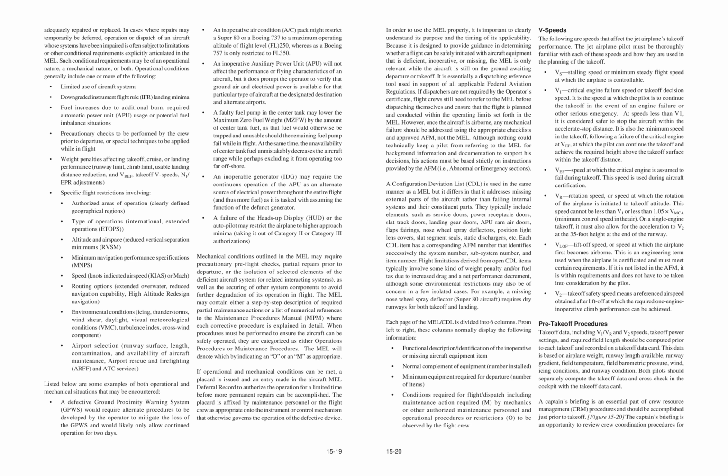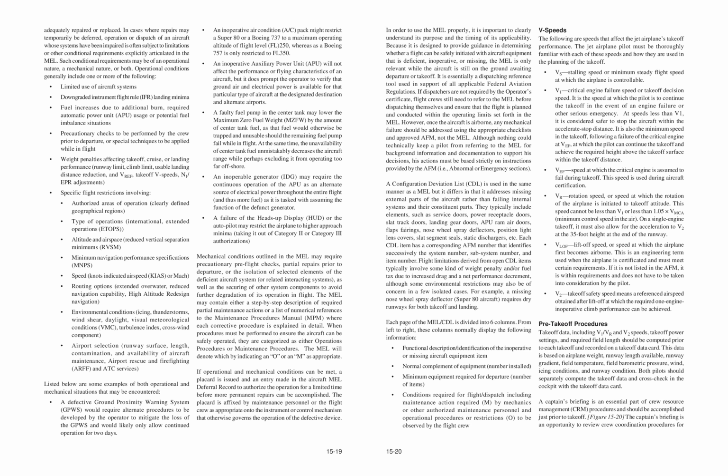The MEL may contain either a step-by-step description of required partial maintenance actions or a list of numerical references to the Maintenance Procedures Manual, MPM, where each corrective procedure is explained in detail. When procedures must be performed to ensure the aircraft can be safely operated, they are categorized as either operations procedures or maintenance procedures. The MEL will denote which by indicating an O or an M as appropriate.